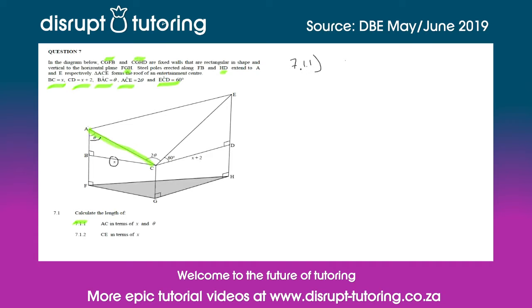So for 7.1.1, obviously the sine of theta equals opposite over hypotenuse. So we get that the sine of theta will equal x, which is your opposite, and your hypotenuse will be AC. And then rearranging, timesing both sides by AC and dividing both sides by sine theta, we get that AC will equal x over sine theta. And that's the answer they're looking for, because it's in terms of x and theta.